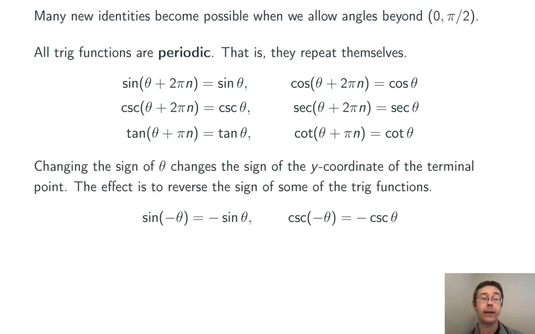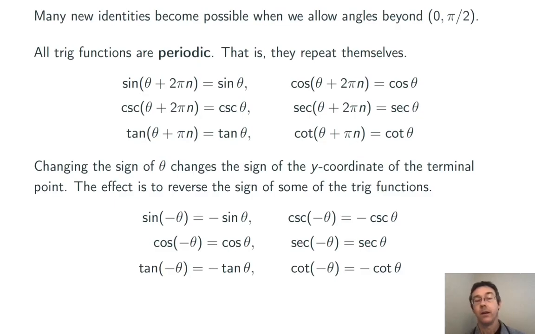One additional useful fact, changing the sign of theta changes the sign of the y-coordinate of the terminal point. So the effect is to reverse the sign of certain, but not all, of the trig functions. Sine of negative theta is negative sine theta, because of course sine theta is the y value. Similarly with cosecant. Cosine, on the other hand, of negative theta is equal to the cosine of theta, and the secant of negative theta is equal to the secant of theta. Simply because cosine deals only with the x value. And the x value is not changed when we change the sign of the angle theta. Tangent and cotangent have the same property as sine.